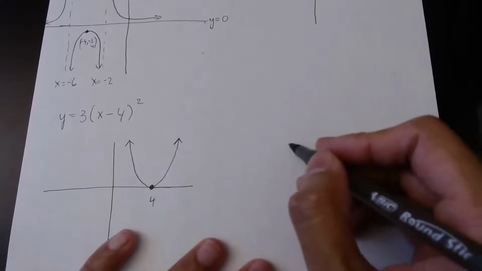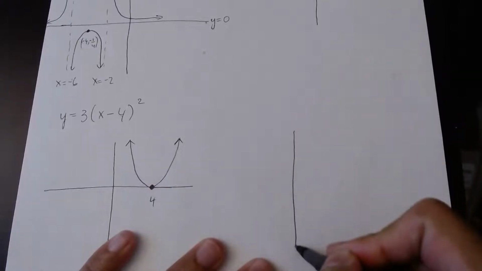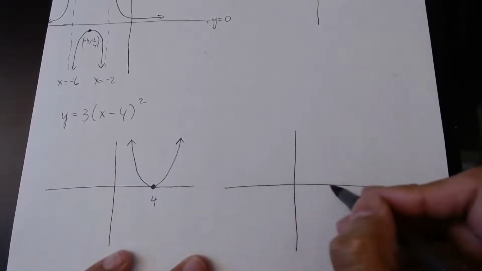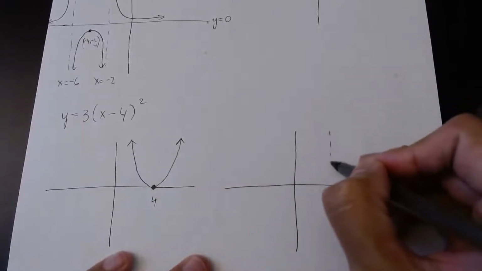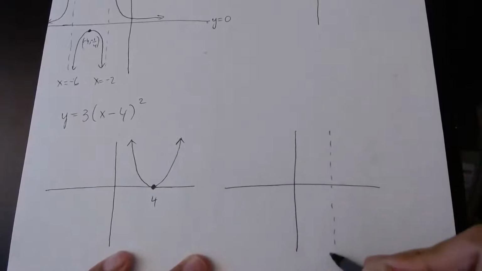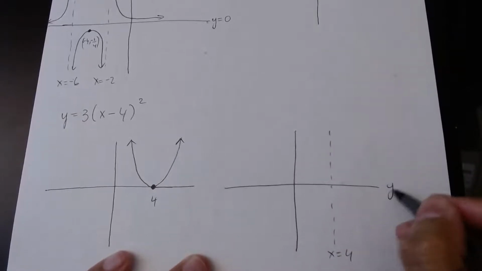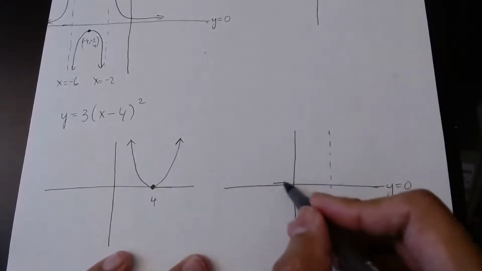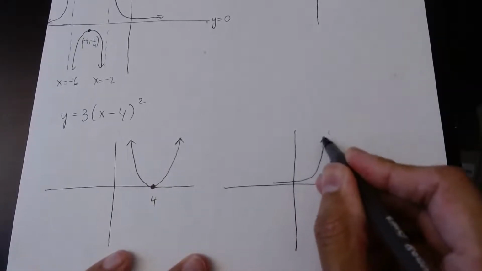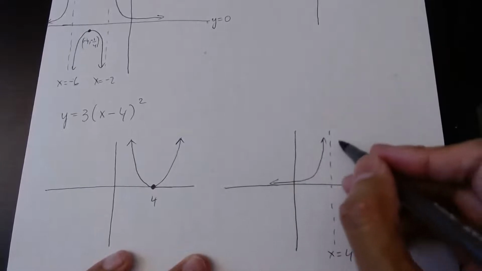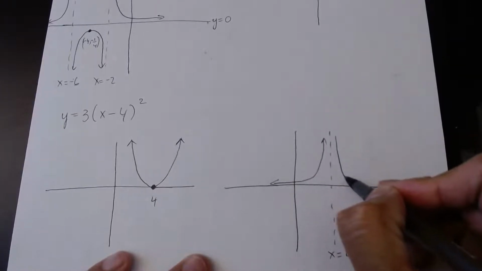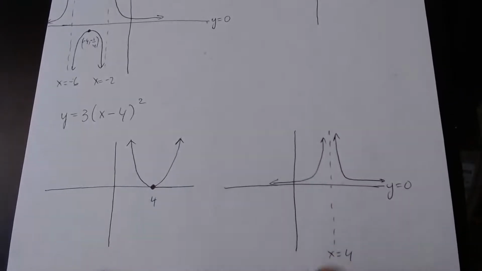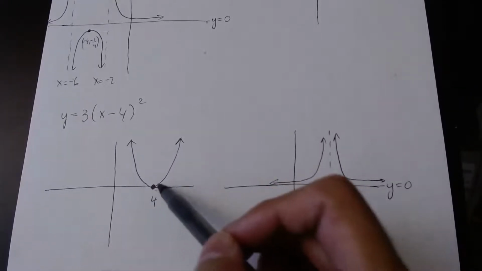If I do my reciprocal, again, should be pretty straightforward. My vertical asymptote is at x equals 4. Horizontal asymptote always at y equals 0. On the left side, I'm above the graph. And on the right side, I'm also above the graph. So both sides will be above in this case. And for negative functions, both sides would be below when you're in this case as well.